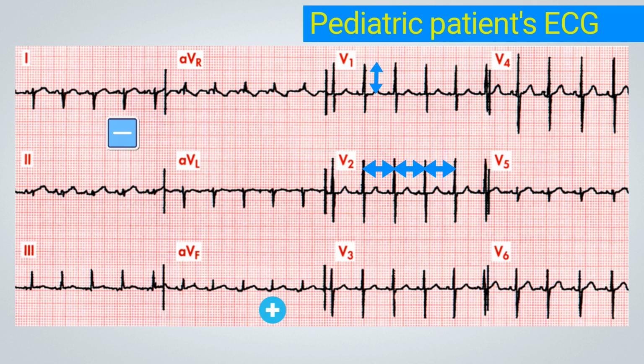So the changes I described for you, the axis changes, a large R wave in V1, the extremely short complex, and the tachycardic frequency are all normal ECG findings in a newborn patient. These electrocardiographic changes are normal in newborns and tend to regress with age.